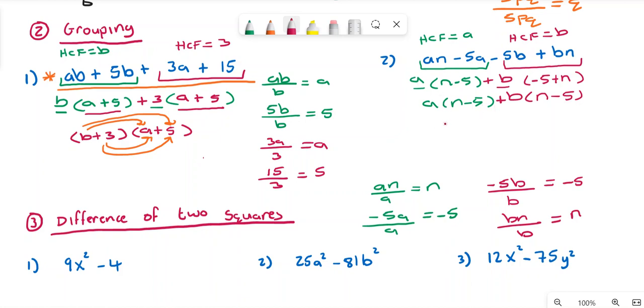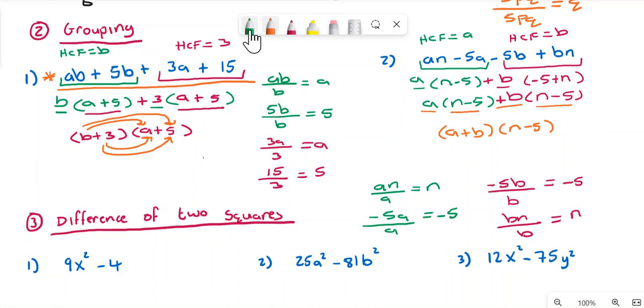So what we can see now is that we've taken each of the groups and we've factorized it. And then the last part is that you're going to have two brackets like so. In the first bracket, you want to put the highest common factor for each of the groups, which in this case is going to be a, and then plus b. And in the second bracket, you want to put the common factor to both, which in this case is n minus 5. So n minus 5.